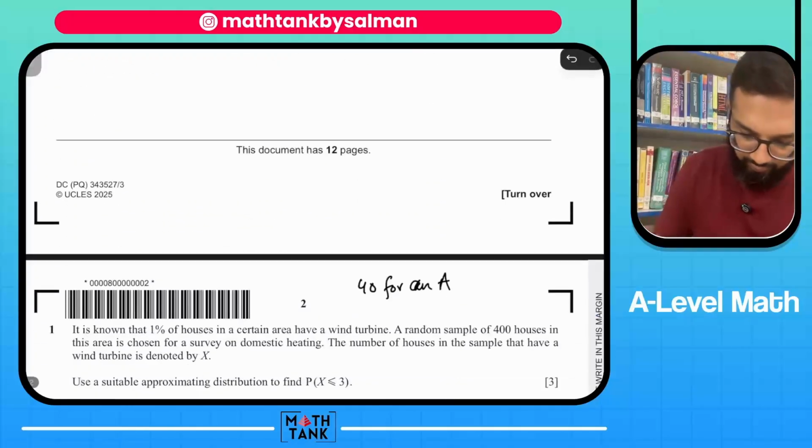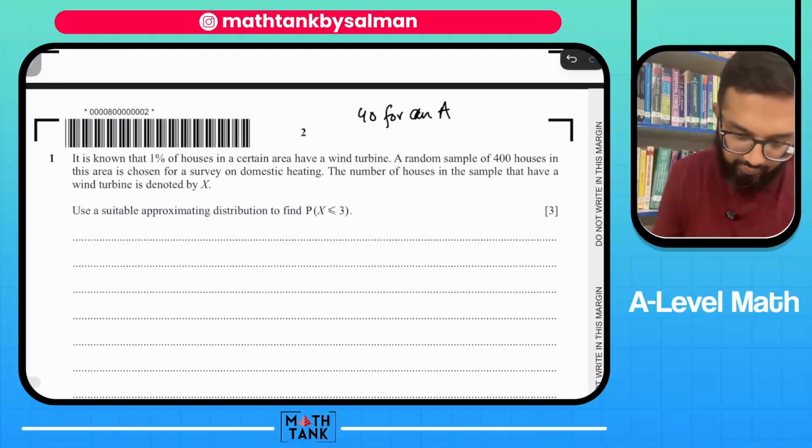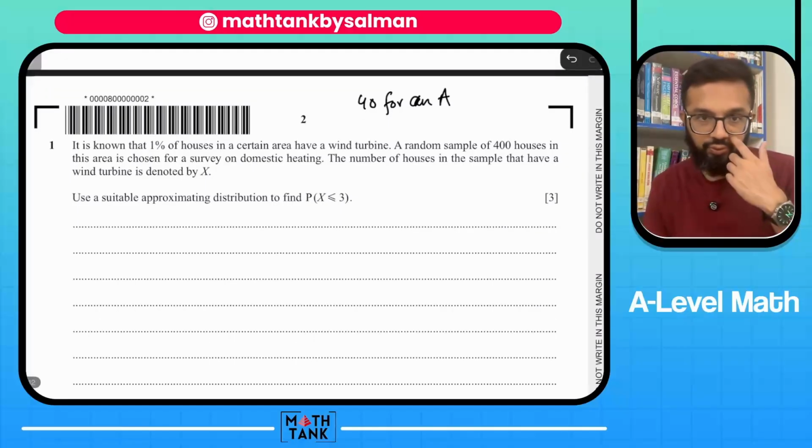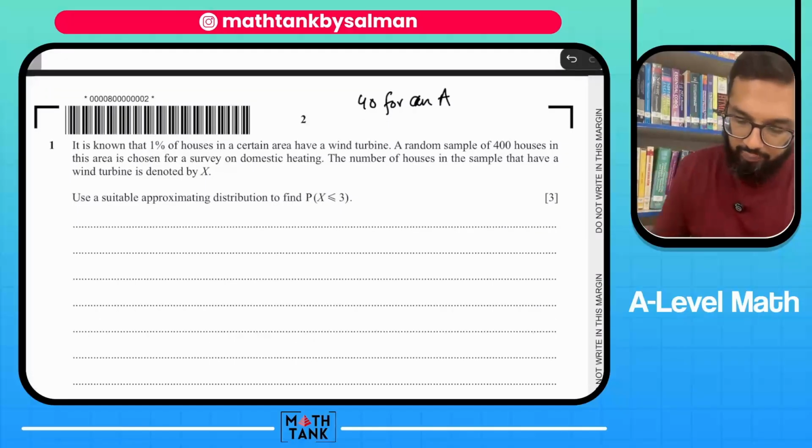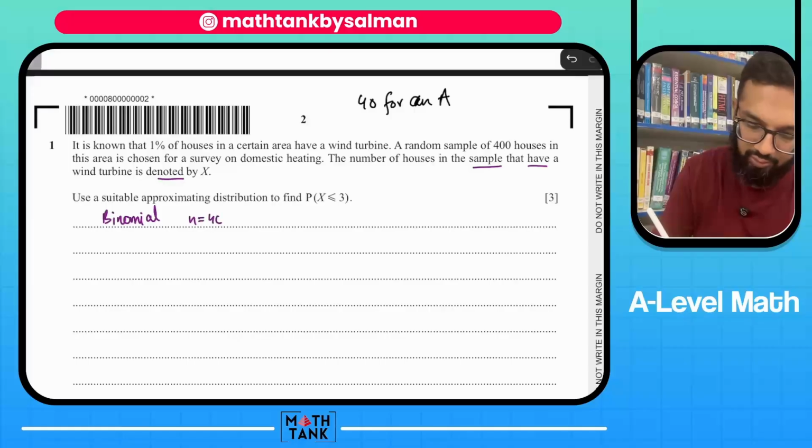Okay, the first question is: it is known that 1% of houses in a certain area have a wind turbine. A random sample of 400 houses is chosen at random for a survey on domestic heating. The number of houses in the sample that have the wind turbine is denoted by X. Use a suitable approximating distribution. So right now it's a binomial with n 400 and p 0.01.